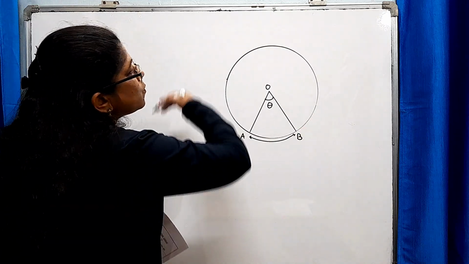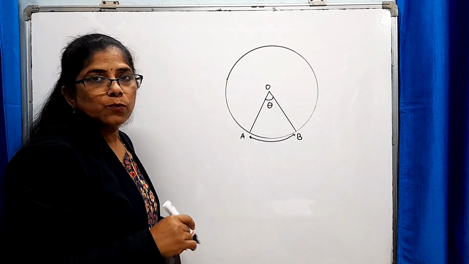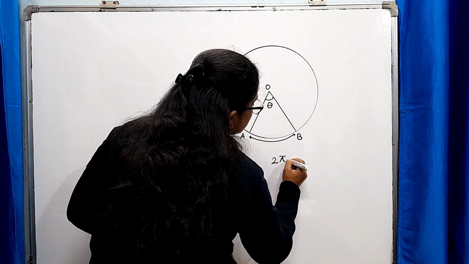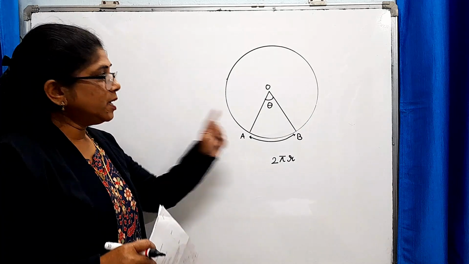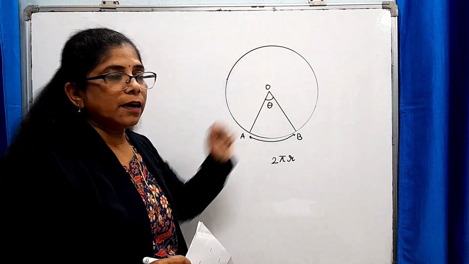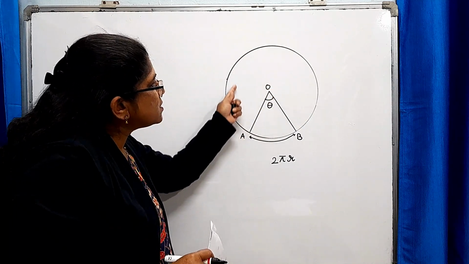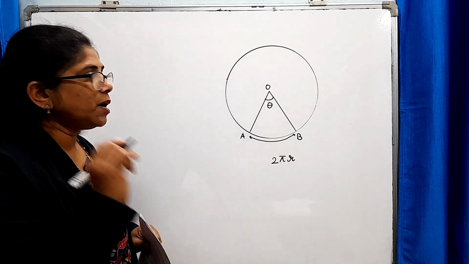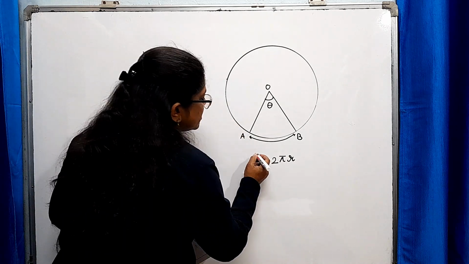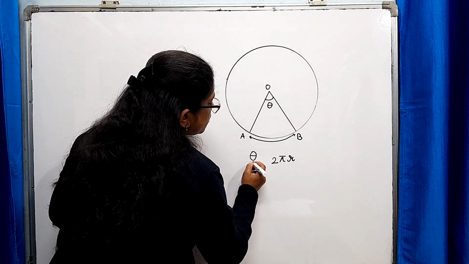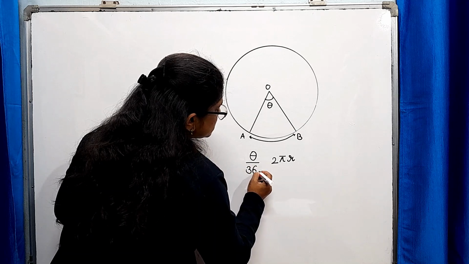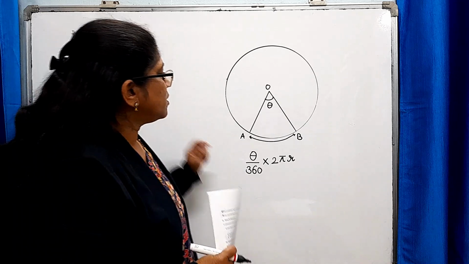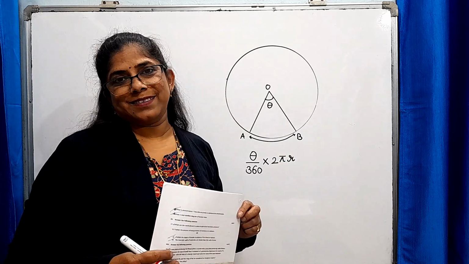Okay, you know how we find the circumference? What is the formula to find circumference? It's 2 pi r. But here we consider the entire circle, means we consider the 360 degrees here to find the circumference. But now out of 360 we are considering only theta. So theta upon 360 into 2 pi r will give us the length of this arc.